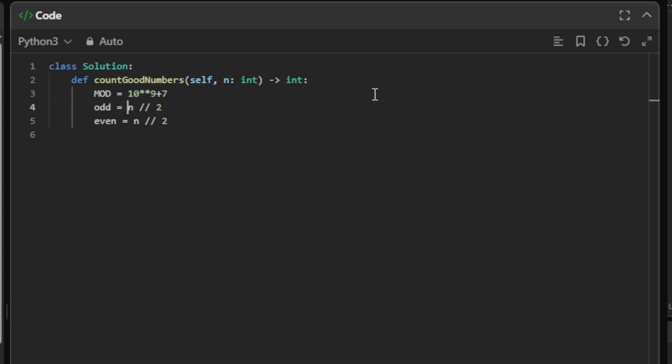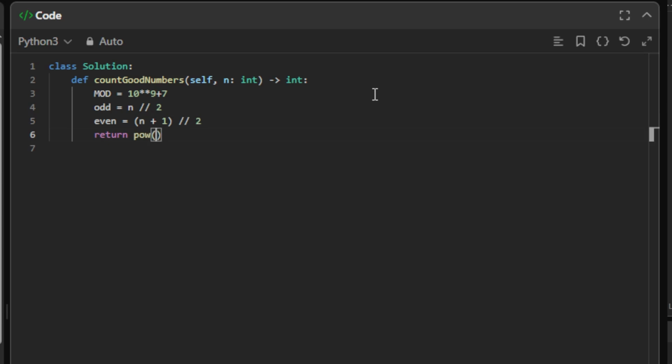And we want to round down our odd numbers, and round up our even numbers. So we always make sure that the even numbers are greater than the odd numbers when we have an odd input. So here we can say n plus 1, and finally we need to return our small formula.